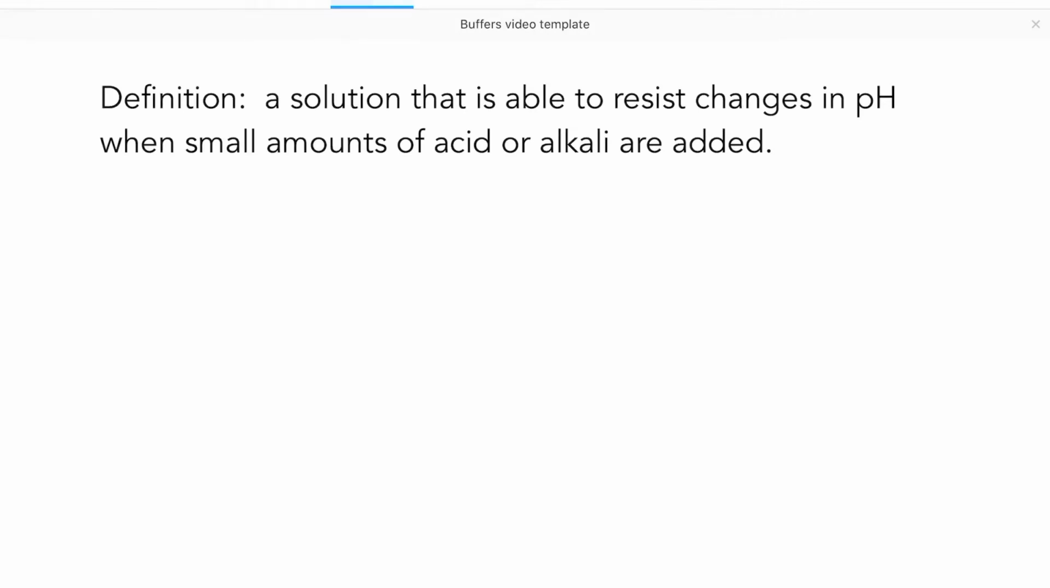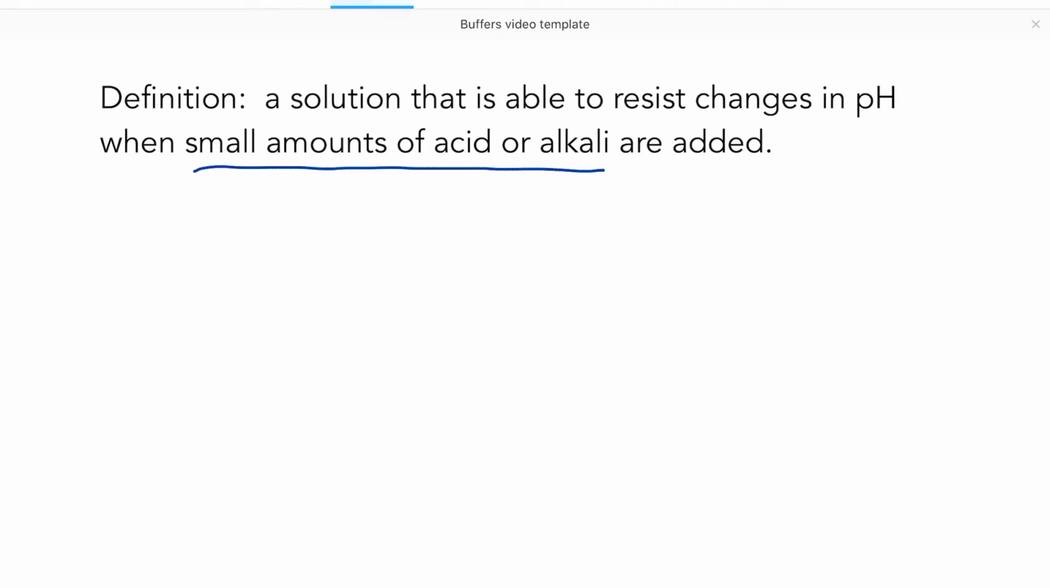In this video, I am going to run through the theory behind buffer solutions, firstly looking at how we make a buffer solution and also explaining how they work with a focus on exam language in particular.